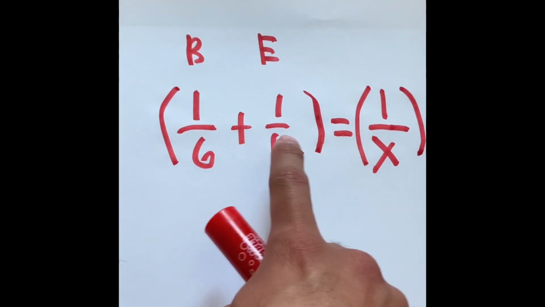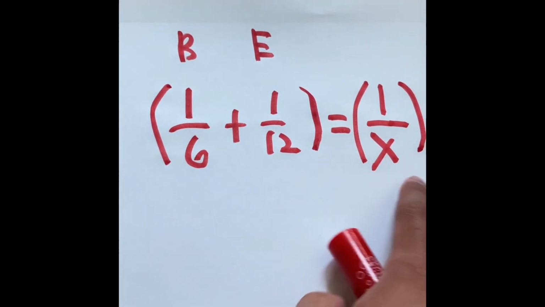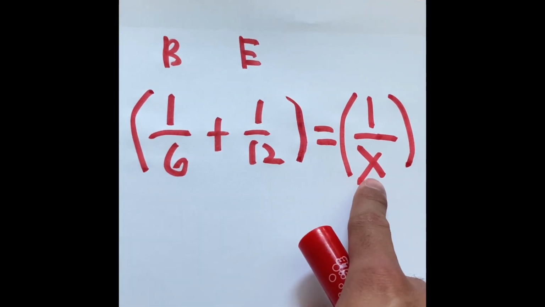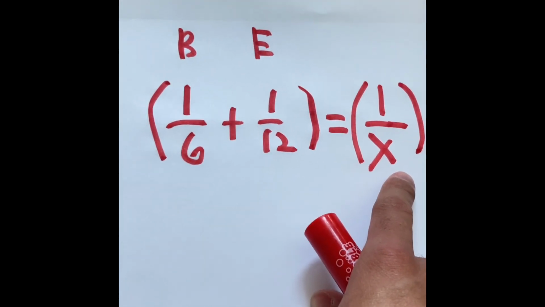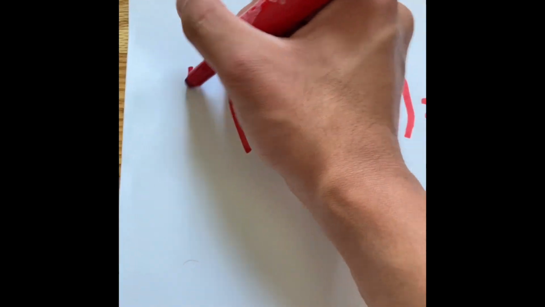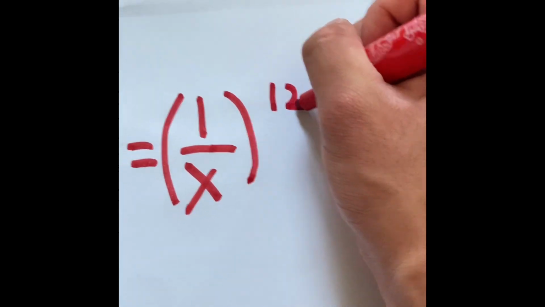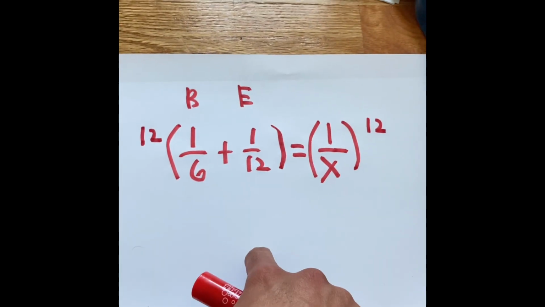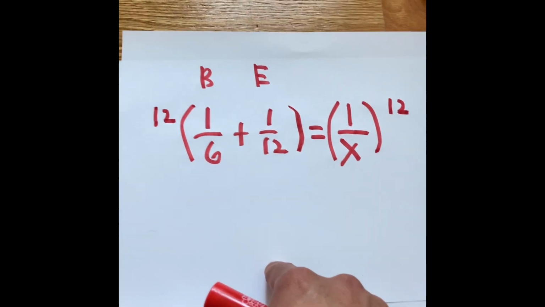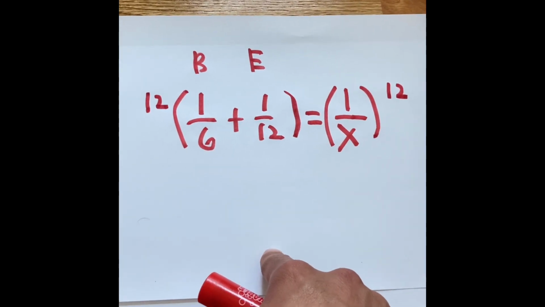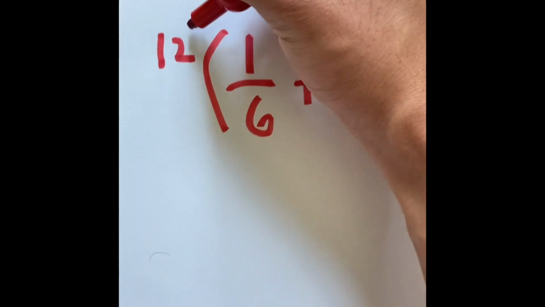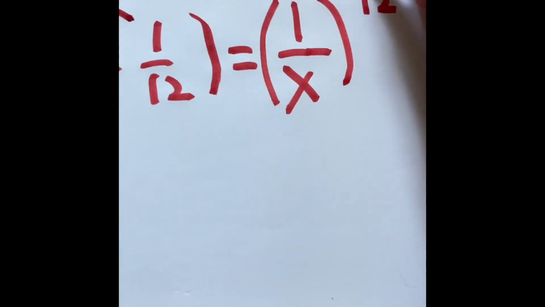Since we have a 6, a 12, and an x, all of these can be divisible by 2 at the least. But since we have an x, we have to divide everything by x. The 12 is the biggest number, so we're going to put 12 right here and 12 right here. Our goal is trying to create another expression that is easier for us to solve without fractions. That's why it's called fraction busting. So the 12 is going to attack this and that and that.